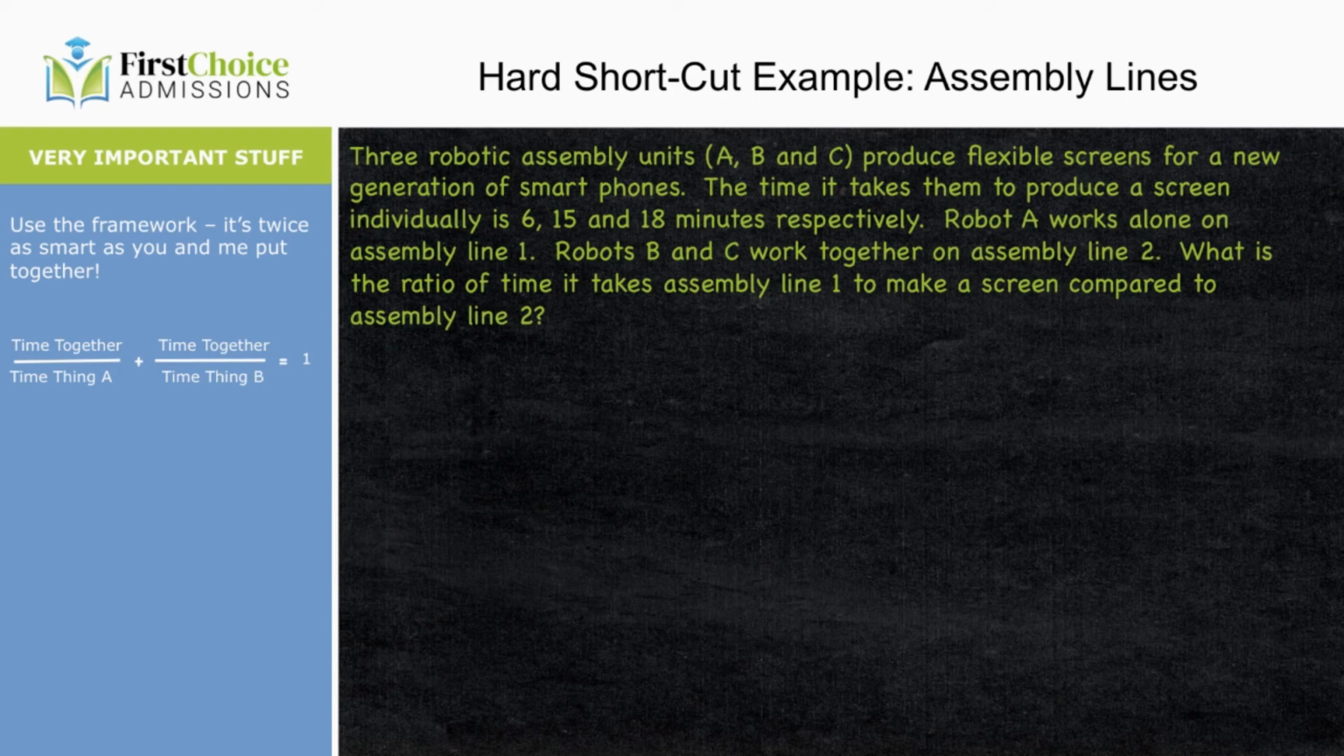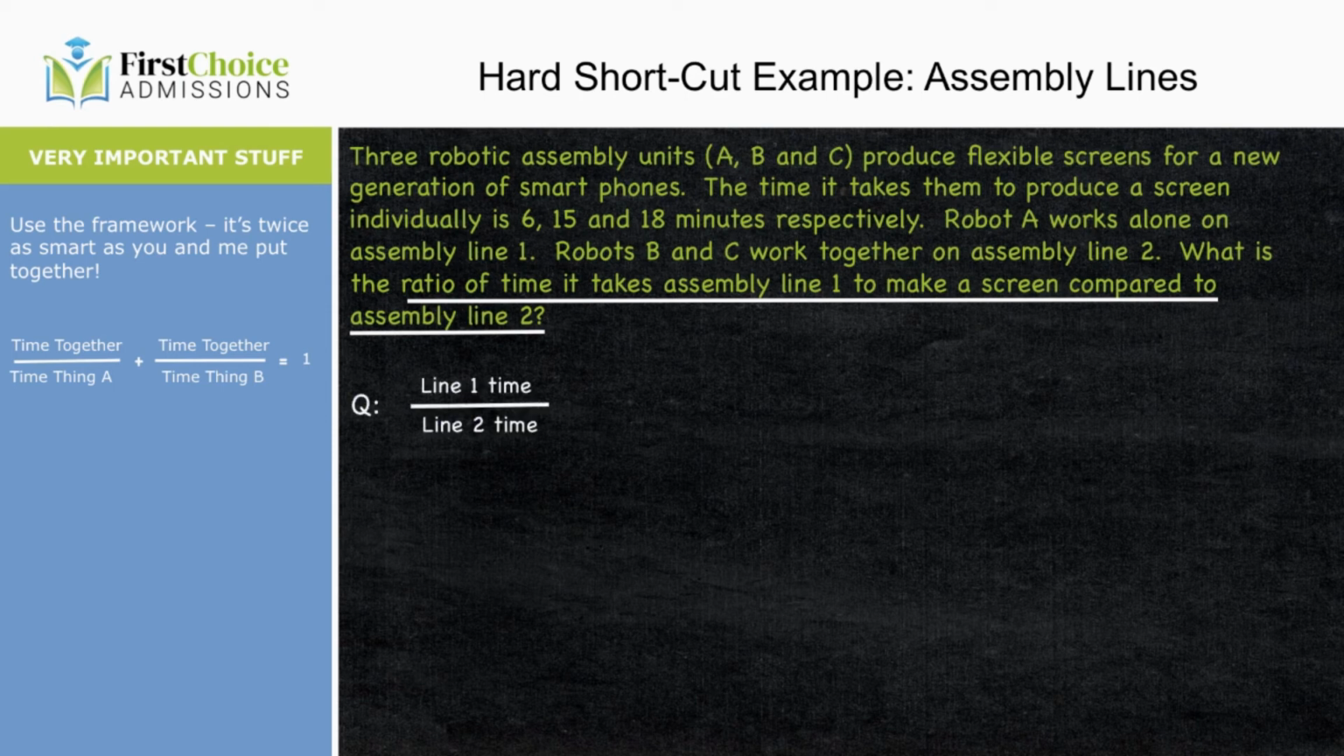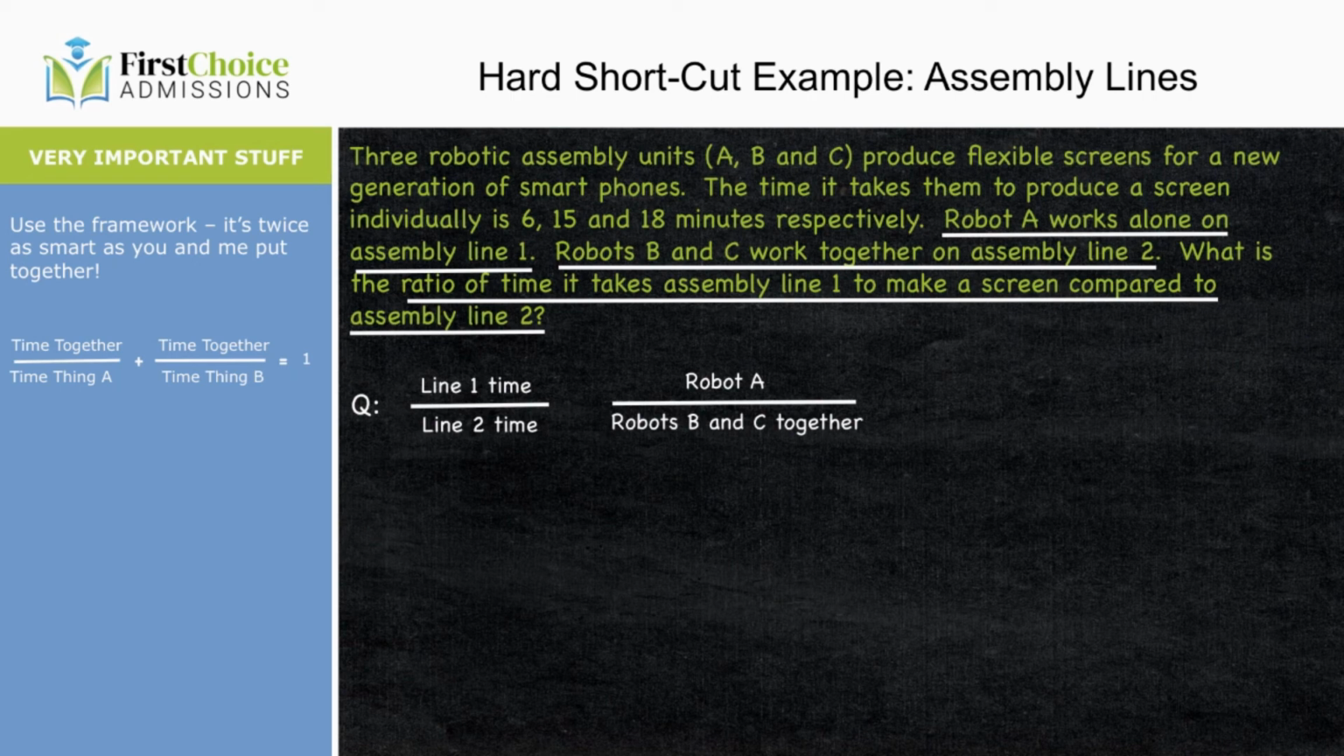Okay, as always, we start, what the heck are we being asked for? We need the ratio of time it takes assembly line 1 to make a screen compared to assembly line 2. Ratio on the test is code for what? Make a fraction. The numerator of the fraction is the time it takes line 1. The denominator of the fraction is the time that it takes assembly line 2. Now we know something about assembly line 1 and assembly line 2. Assembly line 1 is just robot A, and assembly line 2 is robots B and C working together. So robot A's time over robot B and C's time together.